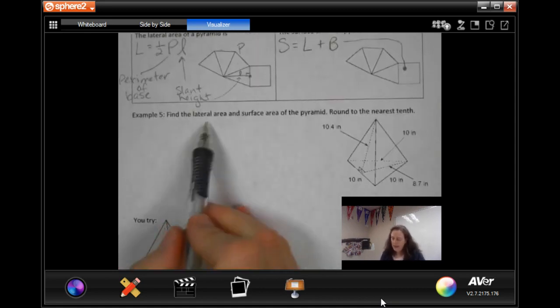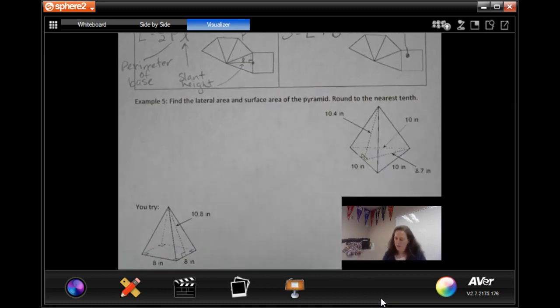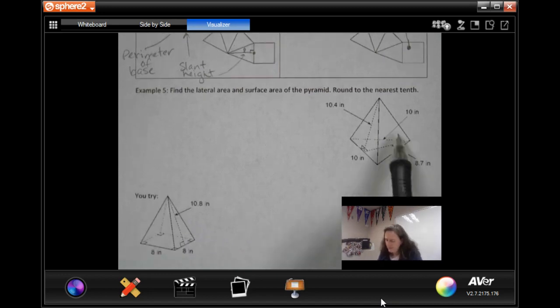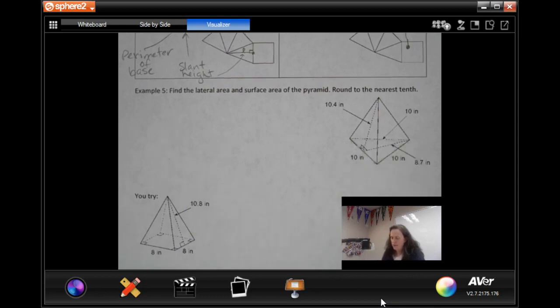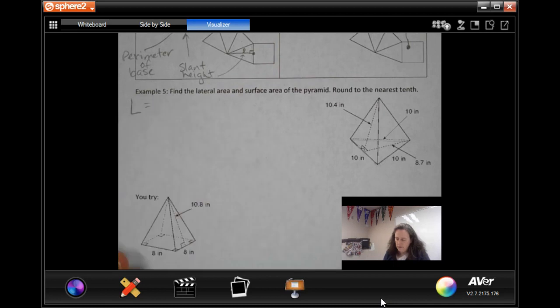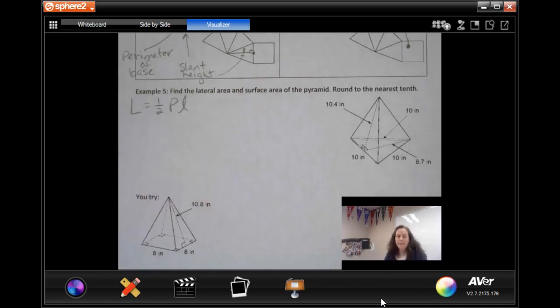Find the lateral area and surface area of the pyramid, and we're going to just round to the tenth everything we do. So lateral area, first of all, what kind of base does this one have? He's different than the one above. Looks like his base is this triangle down here at the bottom. So our base formula would have to be the formula for a triangle. And let's do lateral area first, equals 1/2 the perimeter times the slant height.